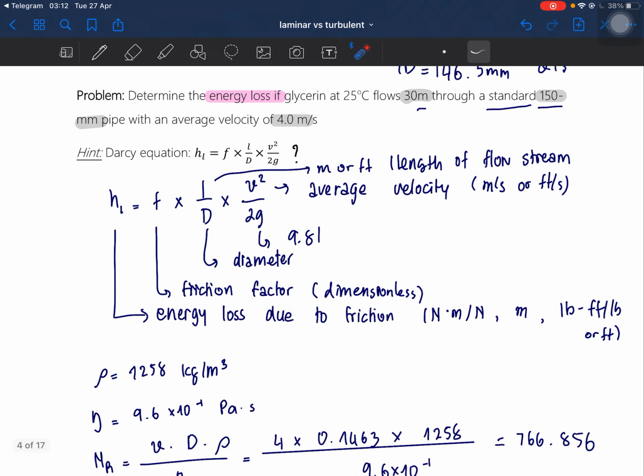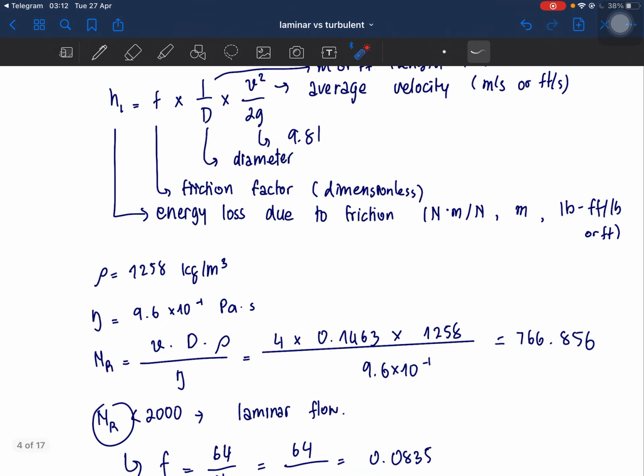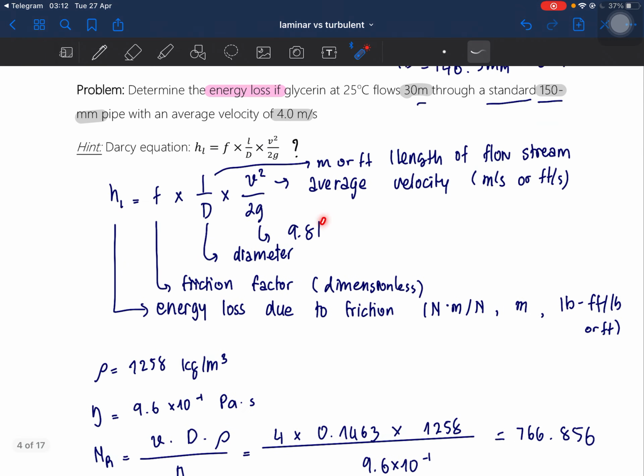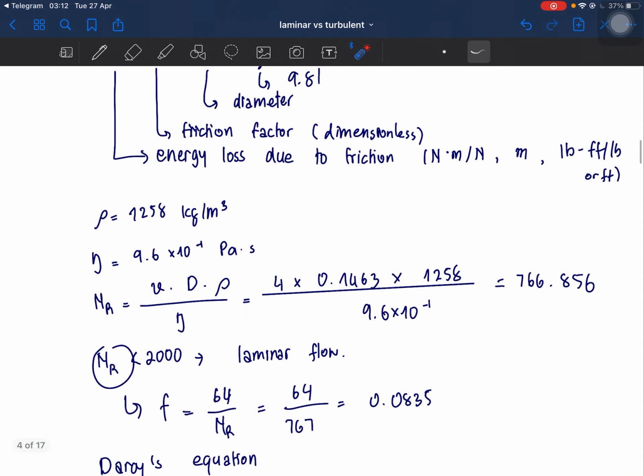Now we start using the Darcy equation. I think it's everyone's favorite, since we have done the assignment earlier. So we have h_Lf, where h_L is energy loss due to friction, f is the friction factor, D is diameter, and this is gravity. Don't forget gravity. This is in SI units, but in US units it's another value, I think 1.94. Now we have everything here.